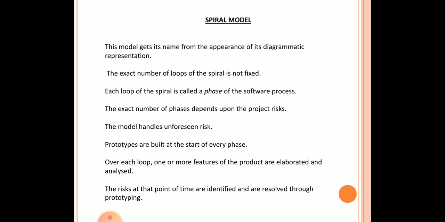Over each loop, one or more features of the product are elaborated and analyzed. And even in this model, we identify the core features of the software as well. This is very effective in handling risk at any point of time, because the risks at any point of time are identified and resolved by implementing a prototype. So the spiral model performs well in risk handling.